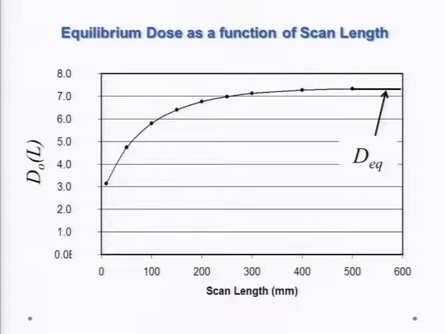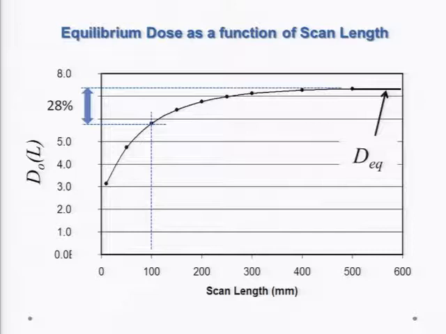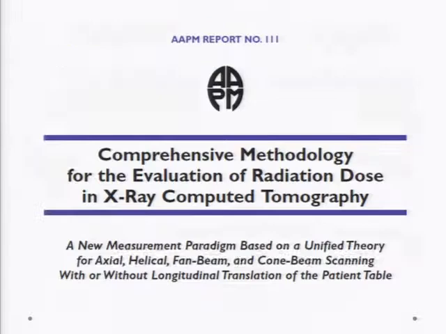And I'll just point out that if you're measuring a 10 centimeter scan length, 100 millimeter scan length, you underestimate DEQ by on the order of 28%. Is that a huge factor? No. Is it something that we can compensate for? Why not? And so this curve is essentially described in AAPM report 111.